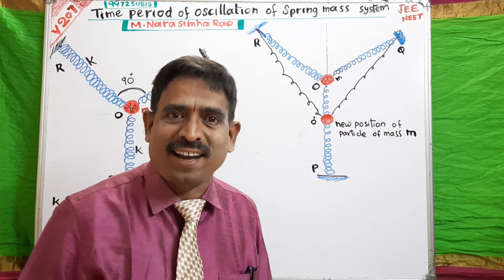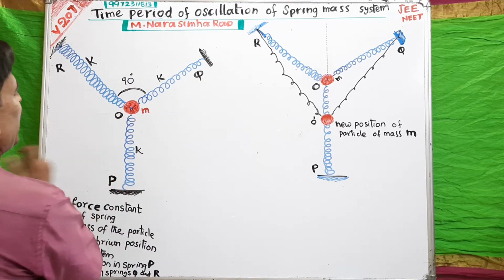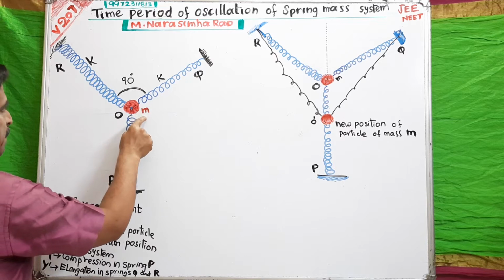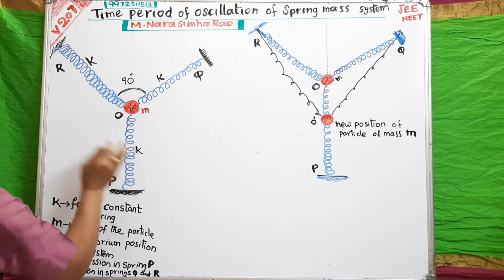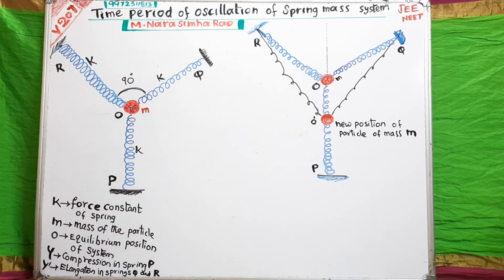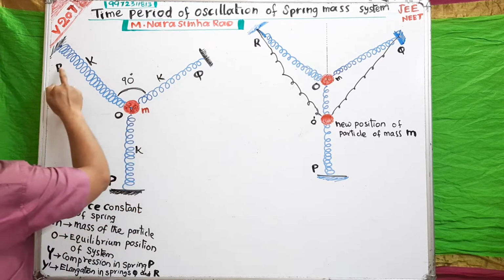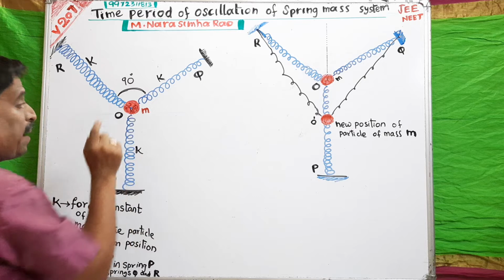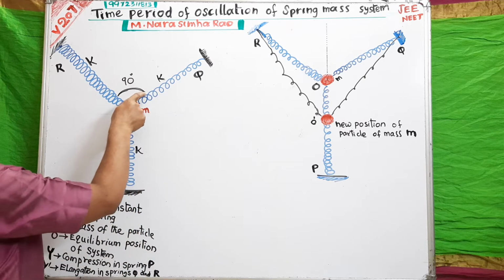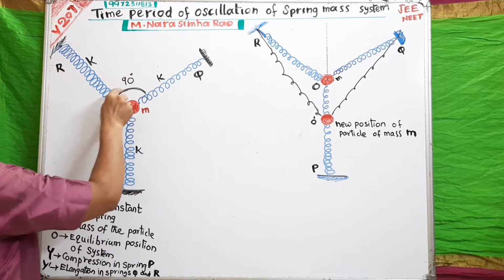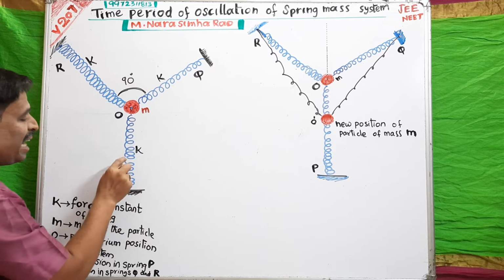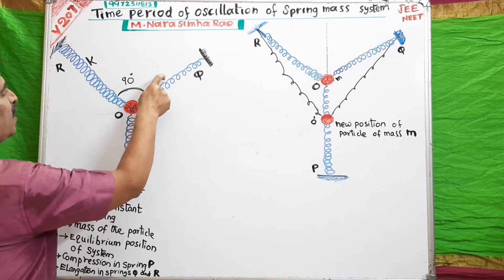NARASIMHARAO, lecturer in physics. Today, I am explaining the time period of the particle of mass m when connected by the three springs as shown in this diagram. Now please listen. P, Q, R are the three springs connected to the particle of mass m such that the angle between the springs Q and R is 90 degrees. These three springs are identical. Each spring has the force constant K.